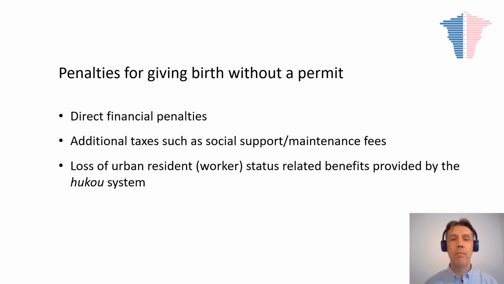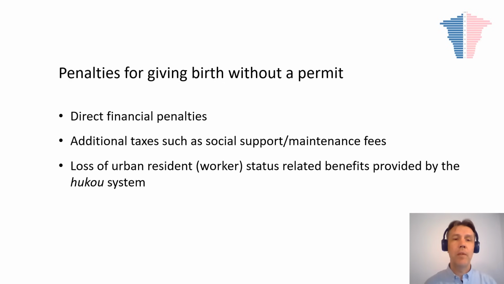There were also several penalties for those couples who violated the rule and gave birth without having a birth permit. First, there were direct financial penalties, and they could easily equal the annual income of the household. Second, China introduced additional taxes that were called social support or social maintenance fees. The reason behind this was that each child needs education and health care, and those families who have more than one child have to contribute to these social systems.